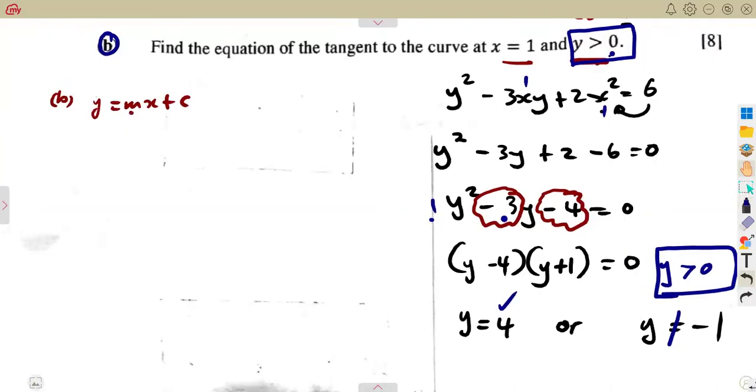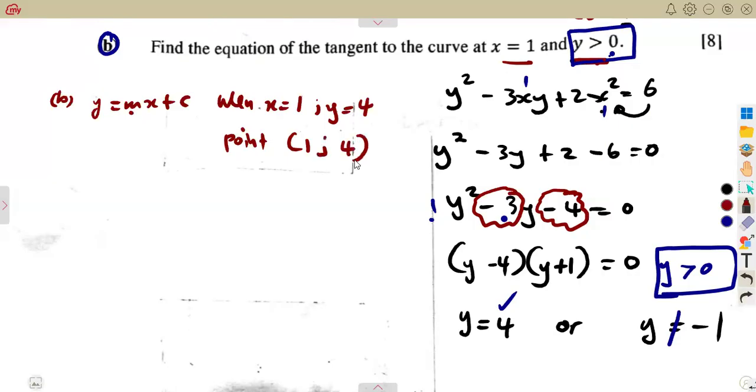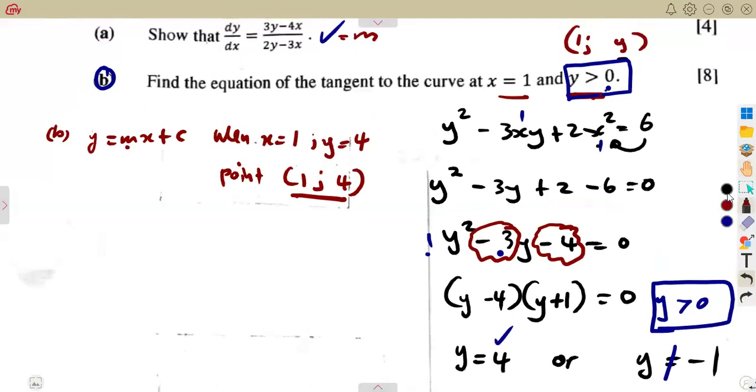So we have a conclusion that when x is equal to 1, y is equal to 4 from this condition. So it's a point that you are given, 1, 4. That's a point where x is 1, y is 4. So having a point, what is missing for us? It is the gradient, which is our m. So our m, the gradient, comes from the gradient expression. And what is our gradient expression? The derivative that we obtained, the dy dx.